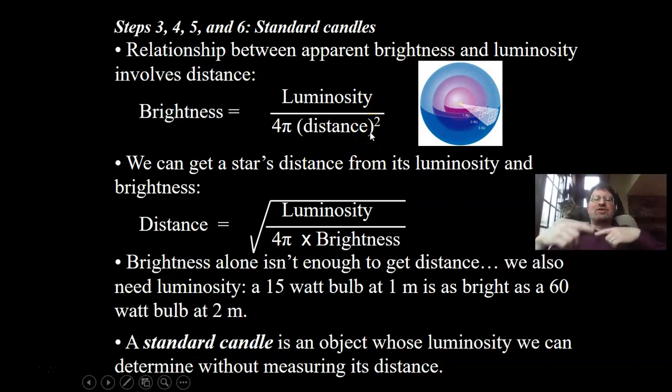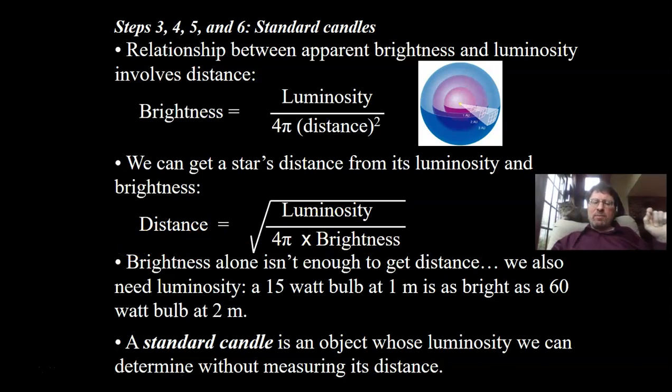Often we rearrange that because for standard candles, the definition of these things is going to be by some means we know intrinsically how bright it is. We know what its luminosity is. So luminosity is a known quantity. You can get out your detector and measure how bright it appears, and then you solve this equation for distance, right? By isolating distance, and you find distance is the square root of luminosity over 4 pi times brightness. You plug in for luminosity and brightness, you calculate the distance.